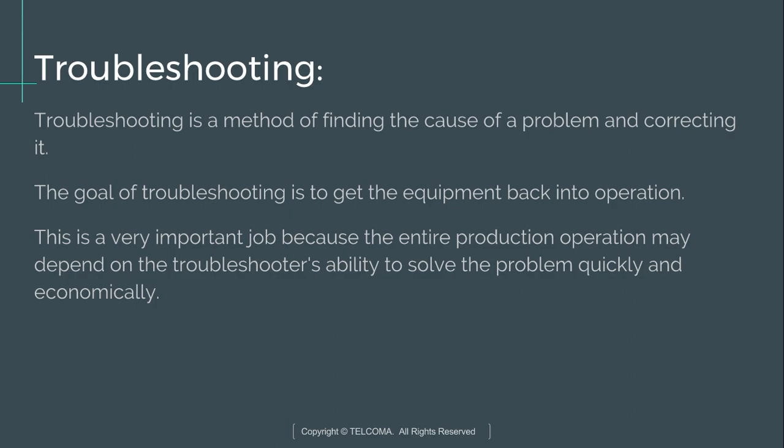First we will discuss troubleshooting. So what is troubleshooting? Troubleshooting is a method of finding the cause of a problem and correcting it in a network. So troubleshooting is used to find a problem's cause, and we have to define a definite solution to that problem. The goal of troubleshooting is to get the equipment back into operation. This is a very important job because the entire production operations or the organization's work may depend upon the troubleshooter's ability to solve the problem quickly and economically.